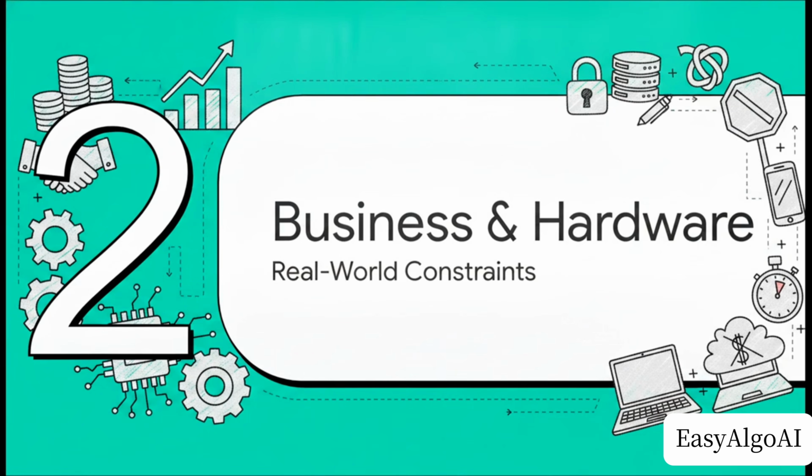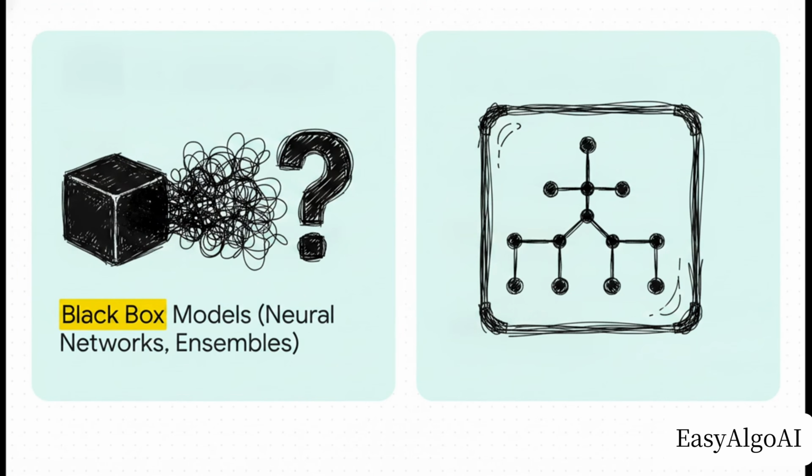Section 2. Business and hardware realities. Okay, before we even think about touching the underlying math or looking at the geometry of our data, we have to look at reality. And the very first reality check is about explainability. Does your model have to be explained to a non-technical audience? Like, if you're reporting to a board of directors, you probably can't use highly accurate black box models like deep neural networks or complex ensembles. Why? Because explaining exactly why they made a specific prediction is incredibly difficult.